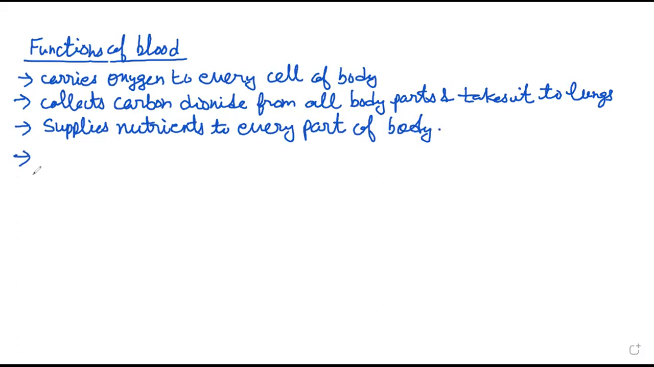Also, when we eat food, in chapter number 2 we have already done how food is digested. Then the food is used in the body, and the extra food which is not used, we call waste products. So the blood also helps to remove waste products. Whatever waste products are inside the body, the blood will help them to move out of the body.